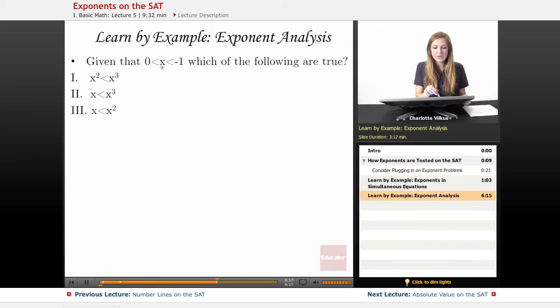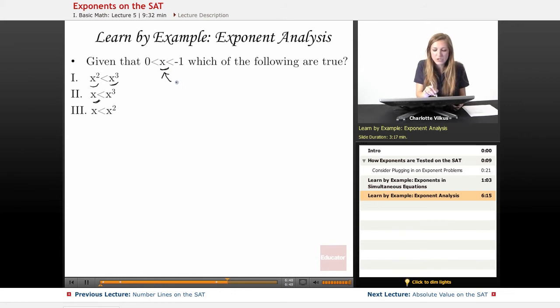that 0 is between x, or that x is between 0 and -1, which of the following are true? So I'm comparing quantities of x squared, x cubed, and x are the three things that I'm dealing with. And here's where I'm talking about how exponent analysis, sometimes we want to just plug in something for this x, because it's harder to maybe picture if I don't have an actual number.